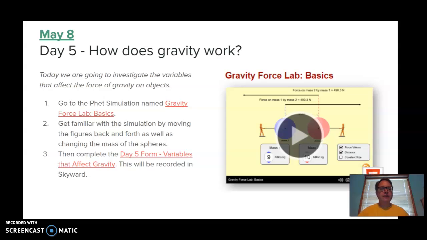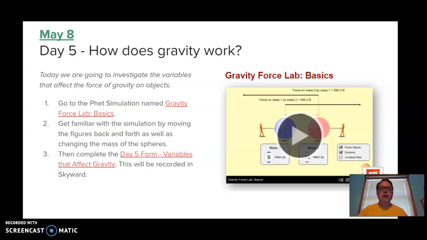Alright, welcome back to day 5 of our investigation of gravity. Yesterday we were finding out our weight on different planets, and that helped us understand that gravity is different based on the planet that you're on. Larger planets have more gravity force, and smaller planets have less gravity force. So that got us thinking that gravity can then change, can't it, based on where you are.